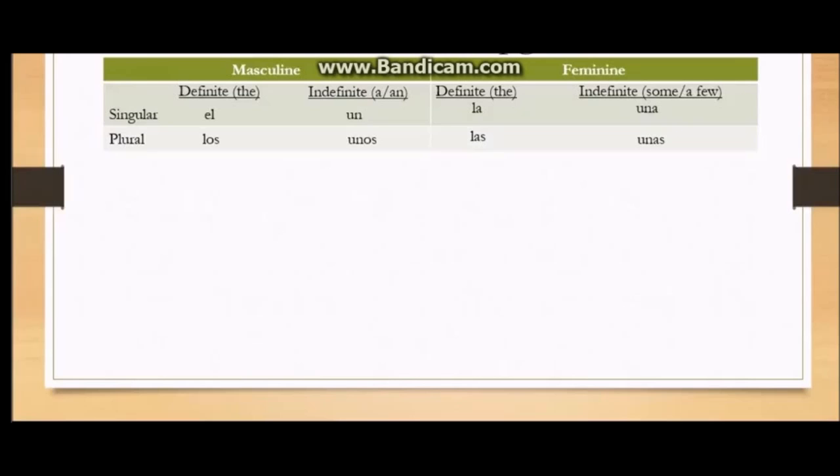If it can be masculine, it can be feminine. Definite and indefinite articles can be both feminine and masculine. The meaning of them, however, does not change. A feminine definite article is la when it is singular. A feminine definite article when it's plural is las. Indefinite feminine articles when singular are una and when plural, unas.